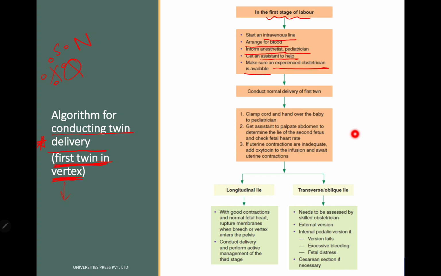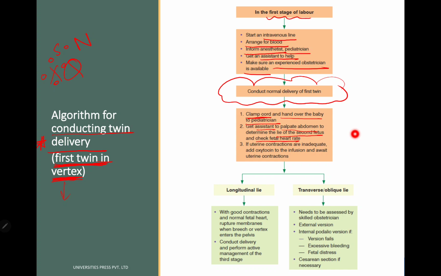Now conduct normal delivery of the first twin, that is vertex presentation. How do you do it? After delivery, you need to clamp the cord and hand over the baby to the pediatrician. Then you need to get the assistant to palpate the abdomen to determine the lie of the second fetus and check the fetal heart rate.